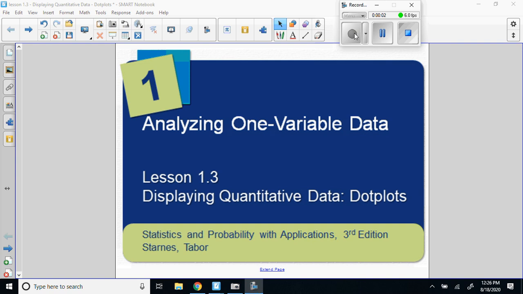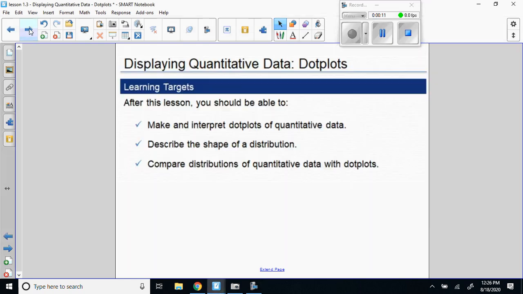Section 1.3, we're going to be looking at dot plots, analyzing them, looking at them, making them, learning all the characteristics in it. So section 1.3, here we go. You're going to learn how to make and interpret dot plots of quantitative data, right? Quantitative, not categorical, quantitative, right?